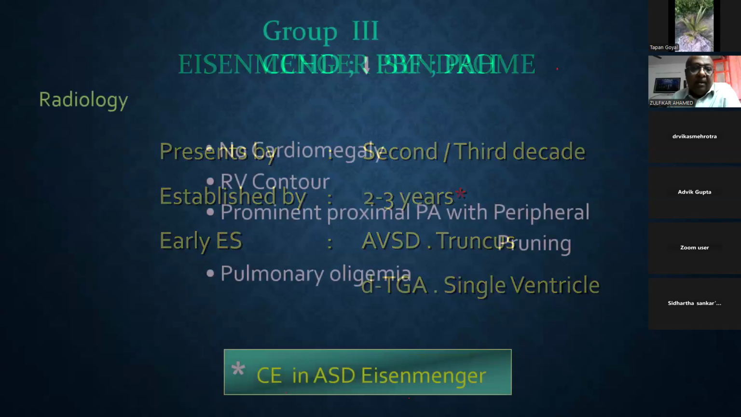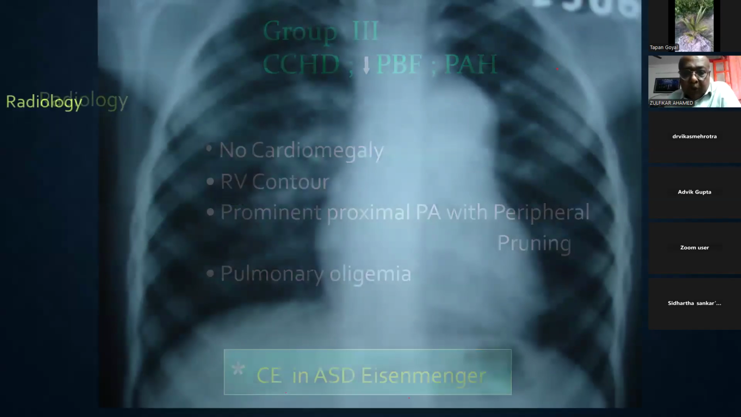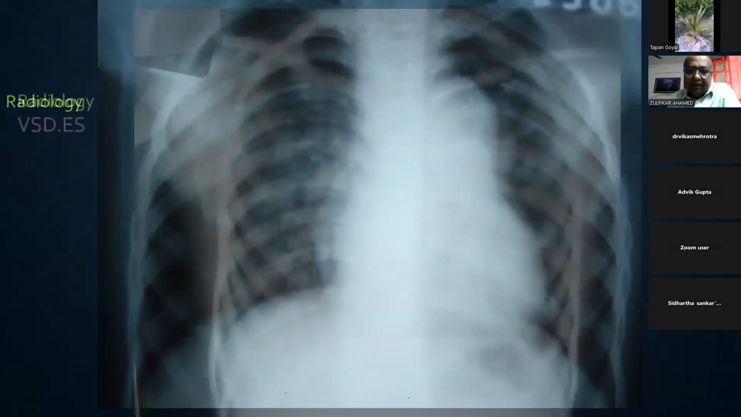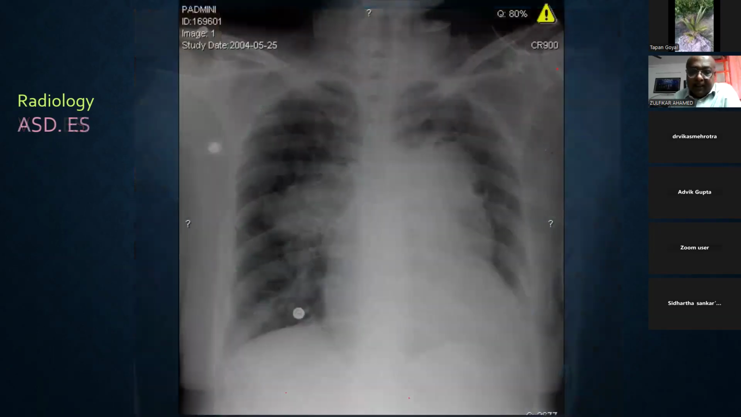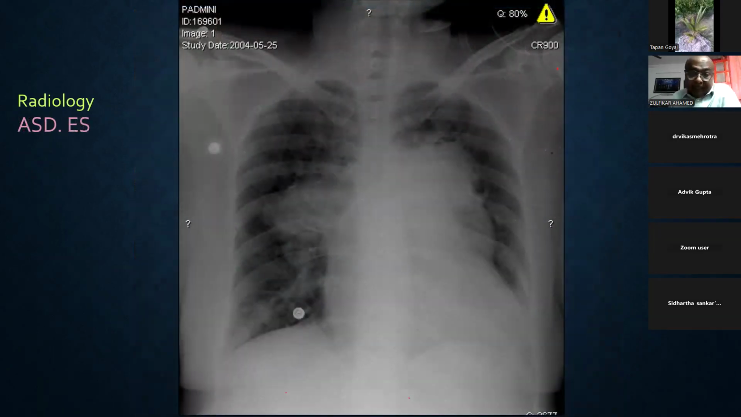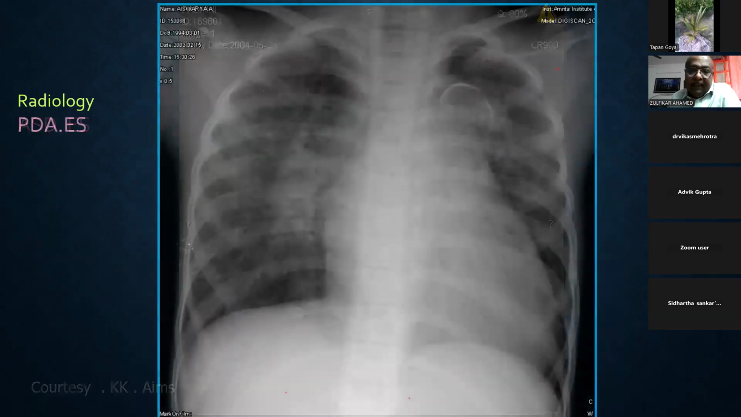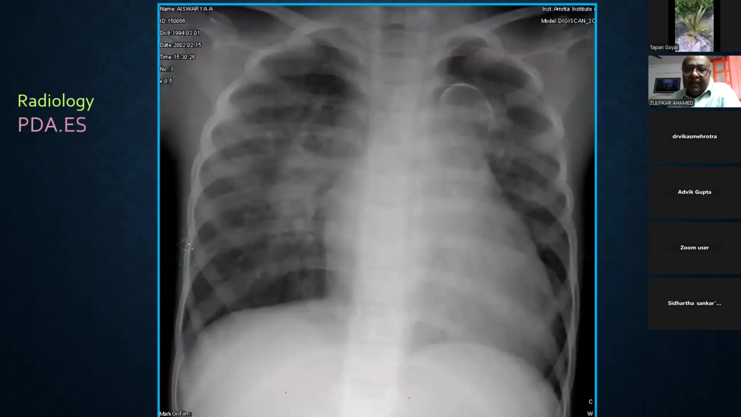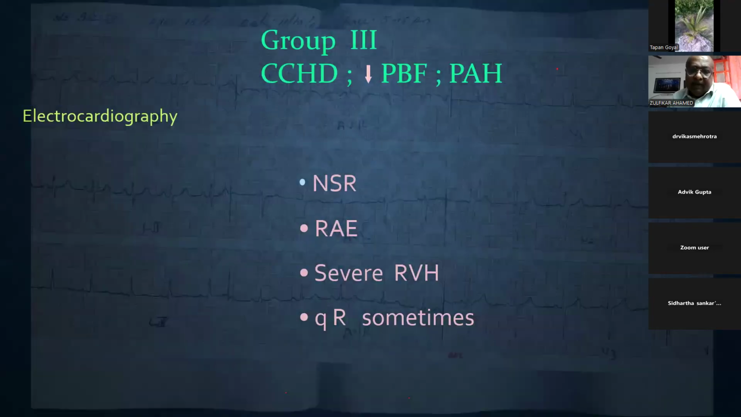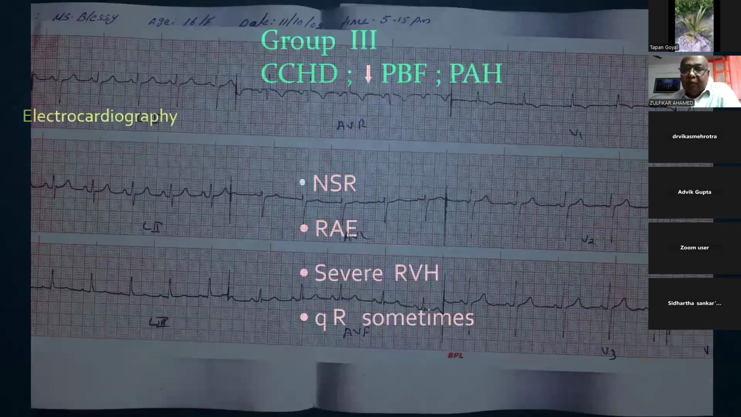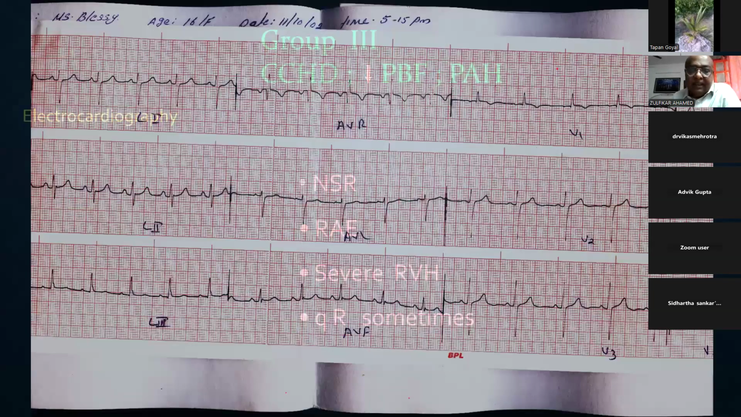Very, very important. And radiology will show basically no cardiomegaly with a very huge pulmonary artery. This is a typical X-ray of a VSD Eisenmenger with a very huge pulmonary artery and peripheral pruning. This is an X-ray of an ASD Eisenmenger with cardiomegaly, a very important point, with a hugely dilated pulmonary artery. And this is a PDA Eisenmenger with minimal cardiomegaly with a calcified ductus, because of a hugely dilated calcified ductus in adult practice. And ECG basically will show severe right ventricular hypertrophy, as you can see here, a monophasic R wave in V1 with right axis deviation.